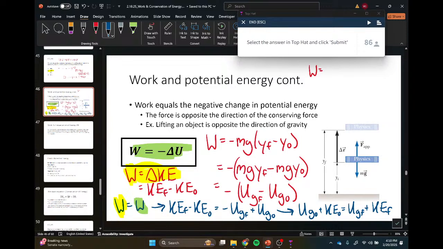If this doesn't make sense, pretend like I didn't say anything. At the end of the day, I just need you to know, add up all the energies you start with plus work equals the energies you end with. All right.